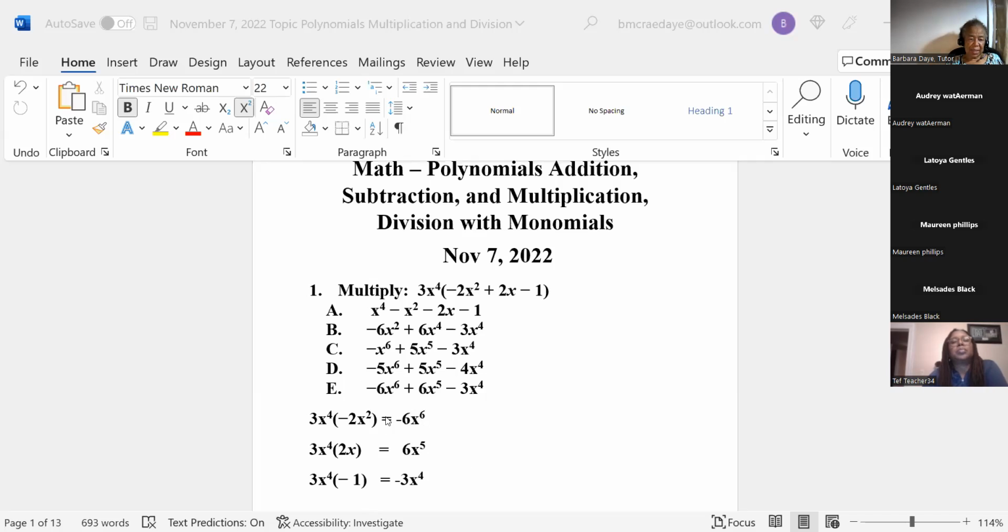You got a minus 6x to the 6. And the next monomial multiplication, 3 times 2 is 6. What do you do with the exponents when you multiply? You add them, right? So that's a 4 plus 1 is 5. And now 3 times a minus 1 is a minus 3. Here you have a 4, just that exponent. So that's minus 3x to the 4.